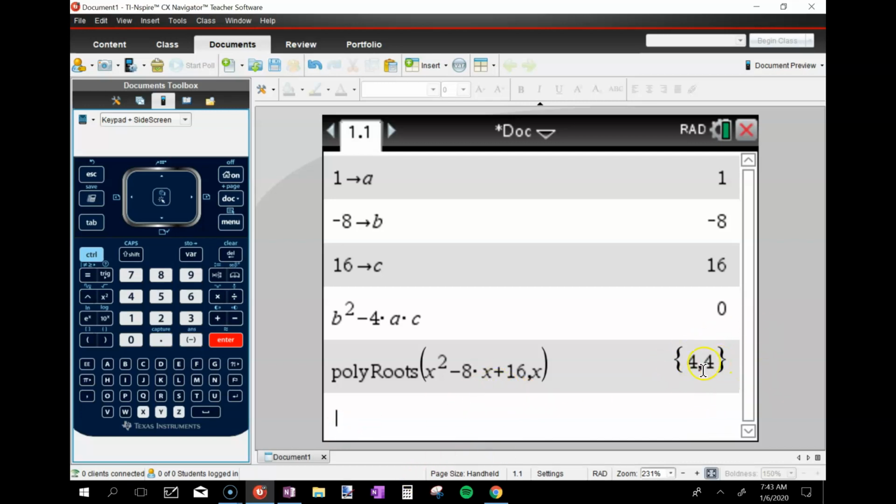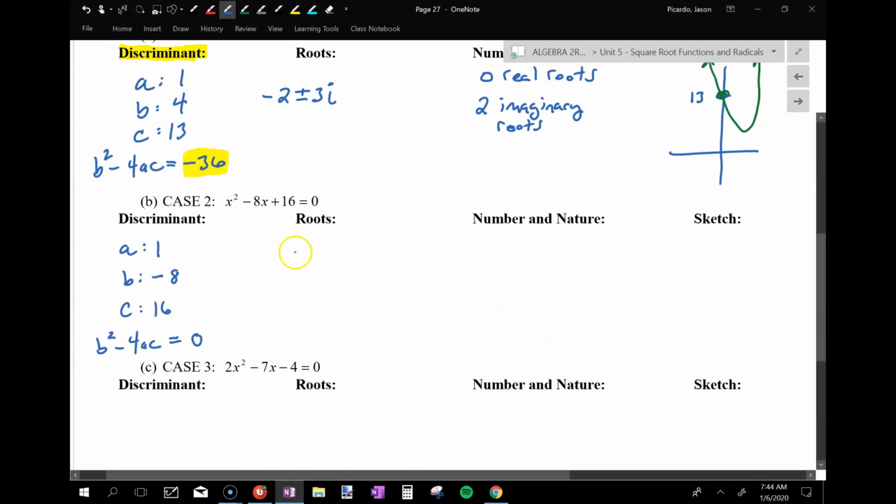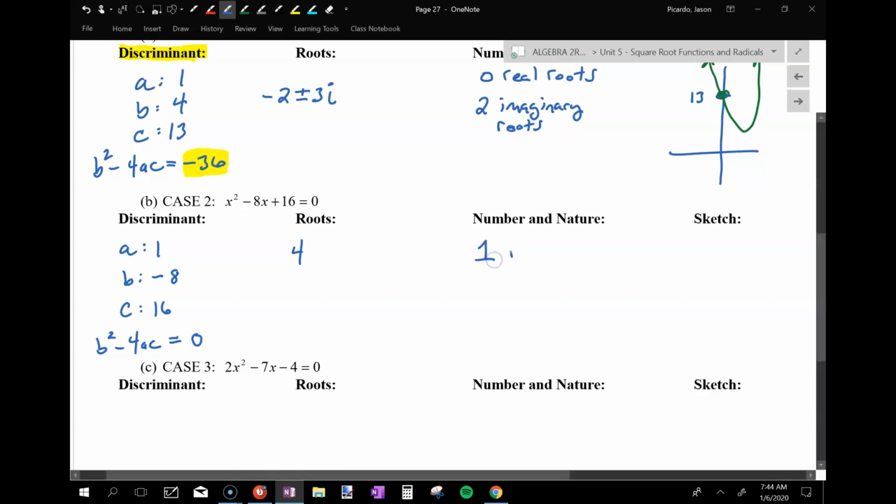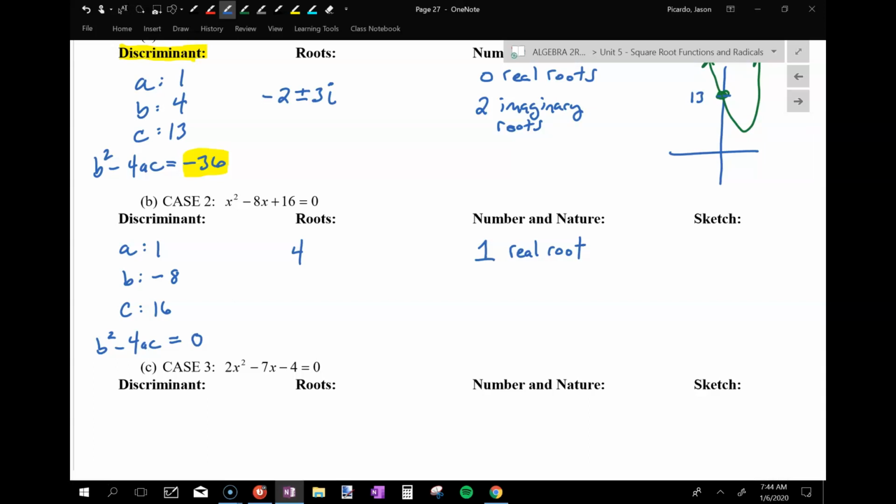That's kind of what this is saying. This is saying I have answers of 4 and 4. So how many roots are there? 1. And it's just 4. So the root is 4. It's called a double root, guys. A double root is one that happens at the same spot, okay? So I have 1 real root.